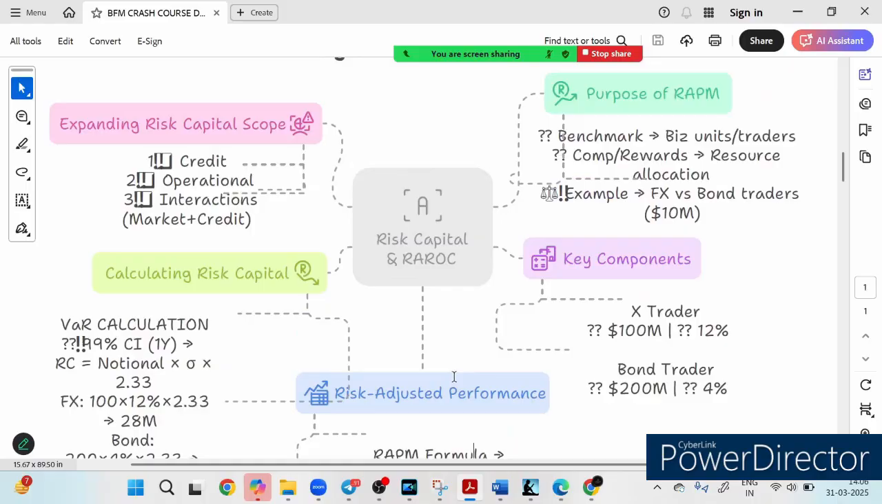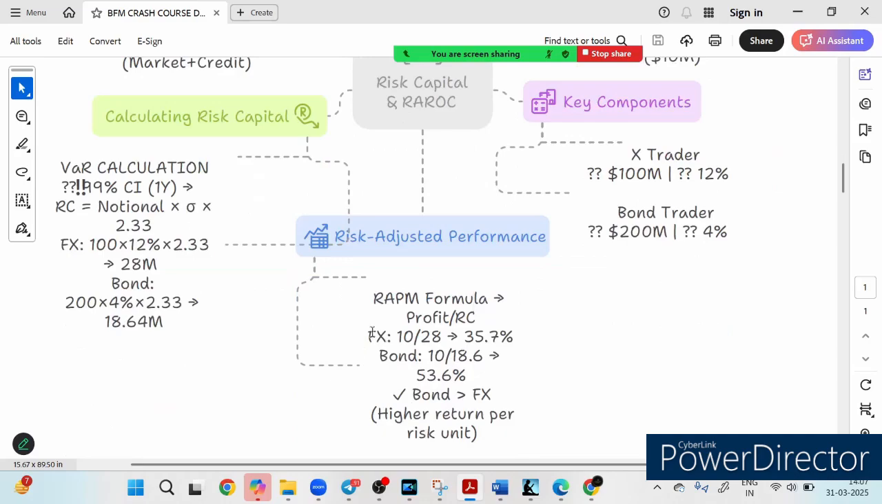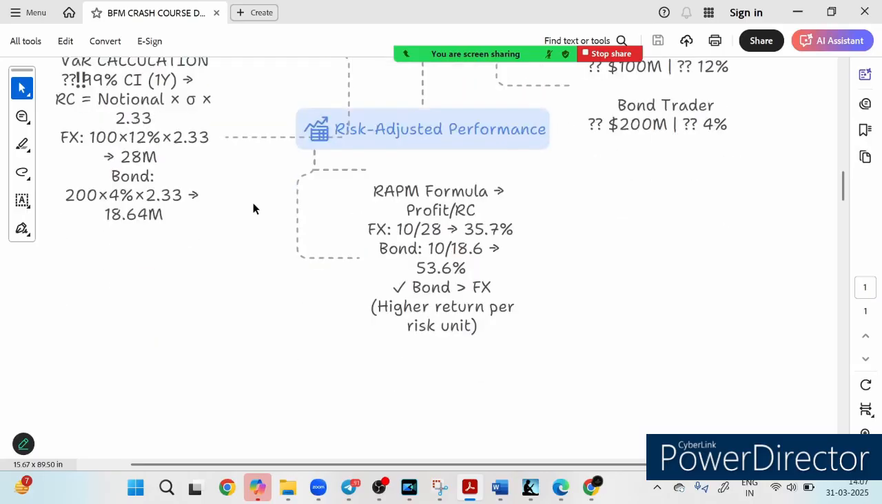So this is the quantification of the fact which we have discussed earlier, right? I just told you that yes, we have to calculate RAPM, but how do we calculate? Although both are earning the same profit, whether you are investing in a trader who has invested in forex or a trader who has invested in bonds, both are earning the same $10 million. Yet you can see the RAPM tells you the clear picture of who is providing you more return. And this is the quantification. So two formulas you must remember. First one to calculate the risk capital, and second one to use the risk capital to calculate our risk adjusted performance. I hope that makes sense to you.